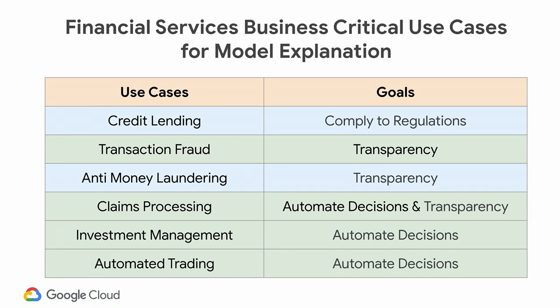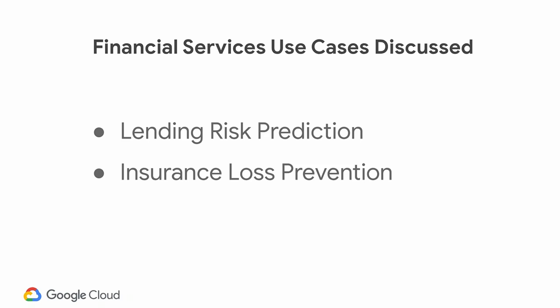Transaction fraud. This is where model explainability is needed in order to create transparency. There are many reasons for it, but I just highlighted one or two key reasons. Anti-money laundering, also transparency. Claims processing. This is where we want to automate the explanations and the decisions so that it's all supported in one transaction. And we also want to create transparency. Investment management and automated trading are also a very high degree of use for model explainability and for automated decisions. So the two use cases we will consider: one is lending risk, the other is insurance loss prevention, and Adam will present the insurance loss prevention use case, which he worked on.